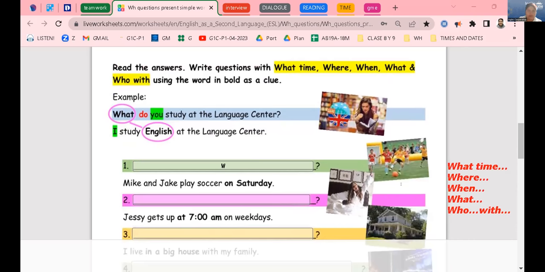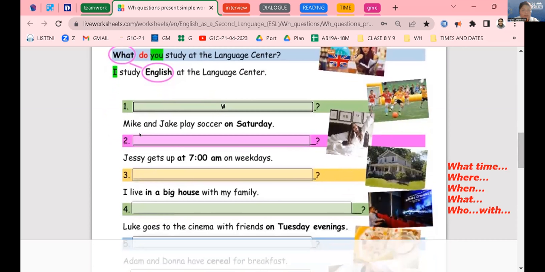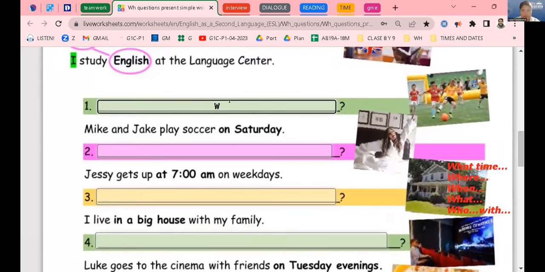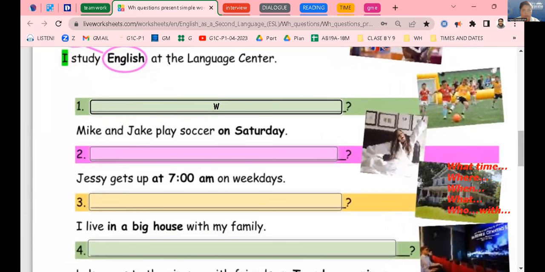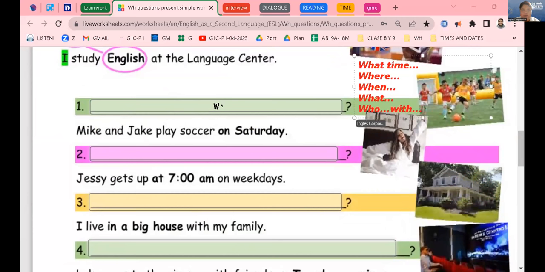So now, let's continue. And let's look at the example. Mike and Jake play soccer on Saturday. So what do you think? Which could be the double H question that we need? ¿Cuál podría ser la double H que necesitamos ahí, chicos? Ideas. So give me your ideas. Dame ideas.